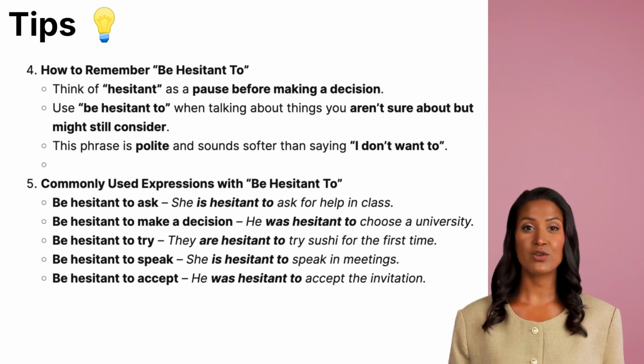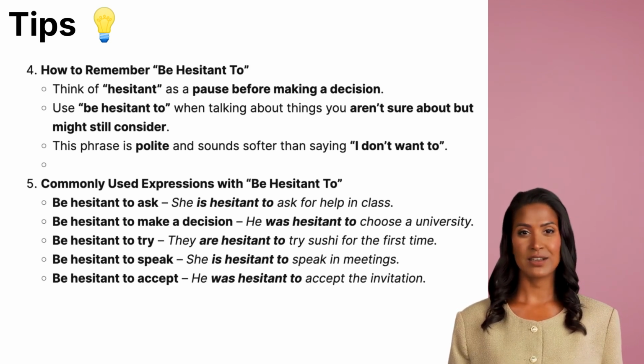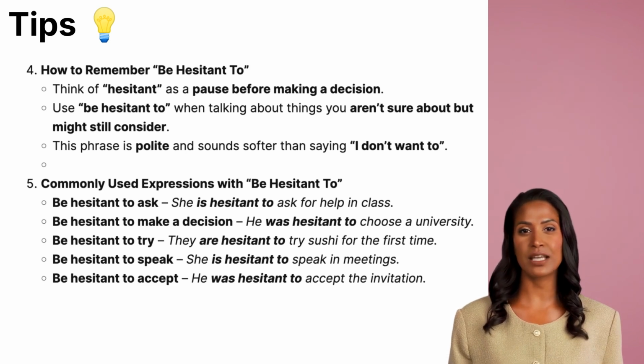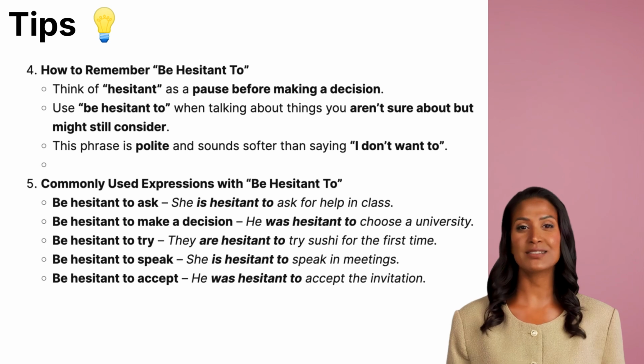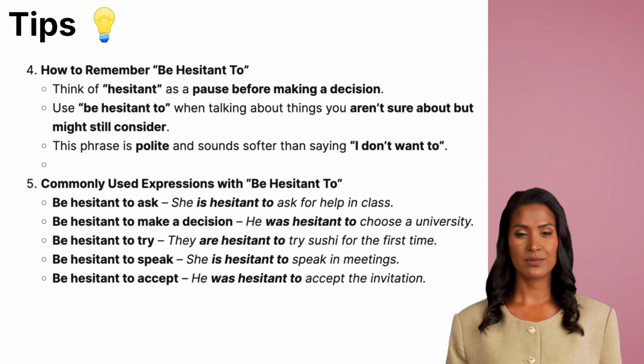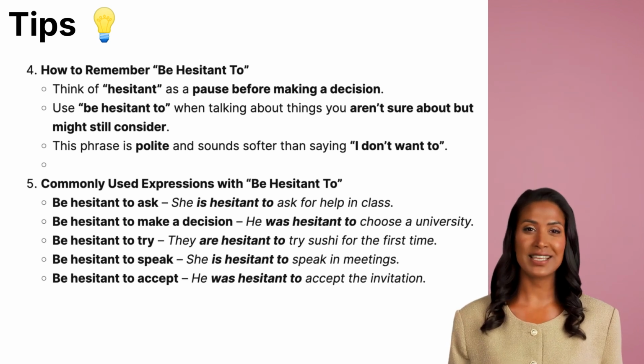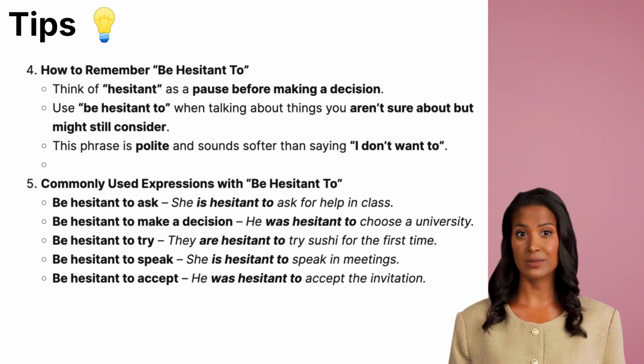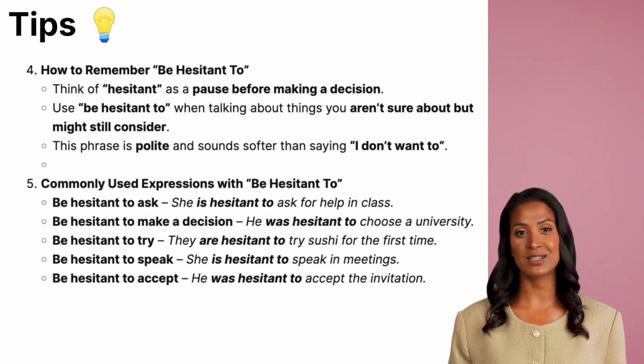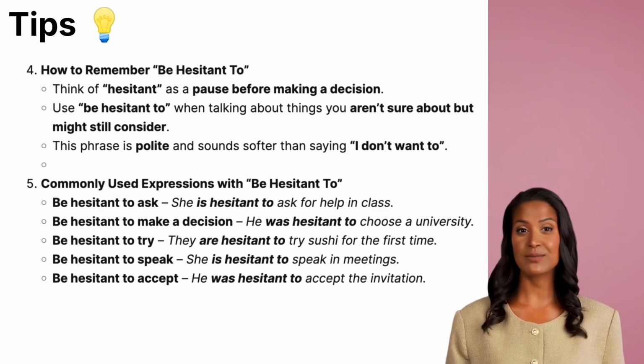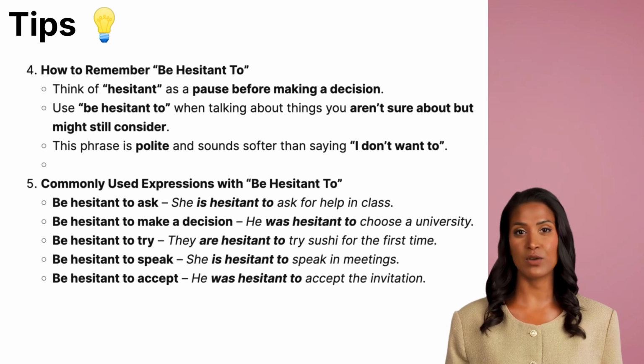4. How to remember "be hesitant to." Think of hesitant as a pause before making a decision. Use "be hesitant to" when talking about things you aren't sure about but might still consider. This phrase is polite and sounds softer than saying, "I don't want to." For example, instead of saying, "I don't want to speak in front of people," you can say, "I am hesitant to speak in front of people." This makes your response sound more polite and thoughtful.